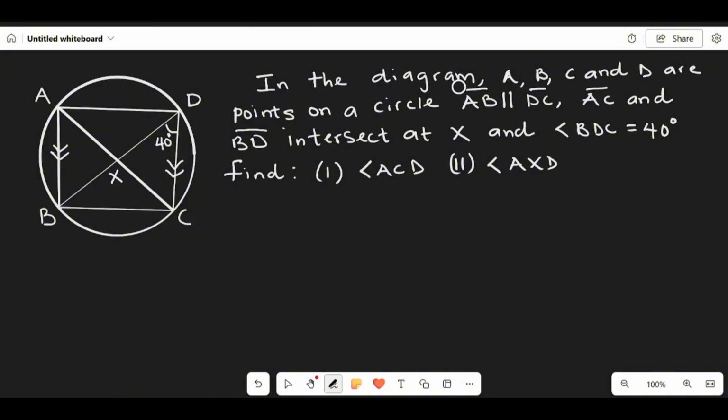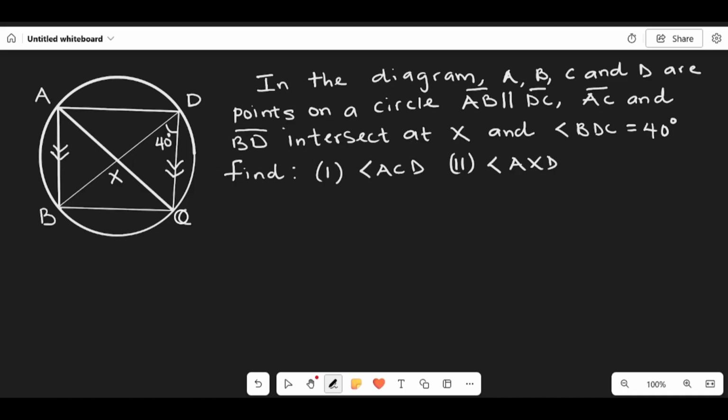In the diagram, A, B, C and D are points on a circle. Line AB is parallel to DC. Line AC and line BD intersect at X.